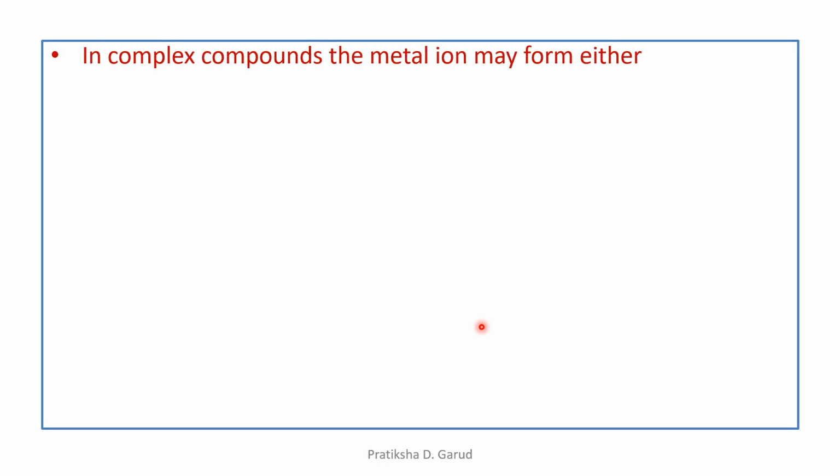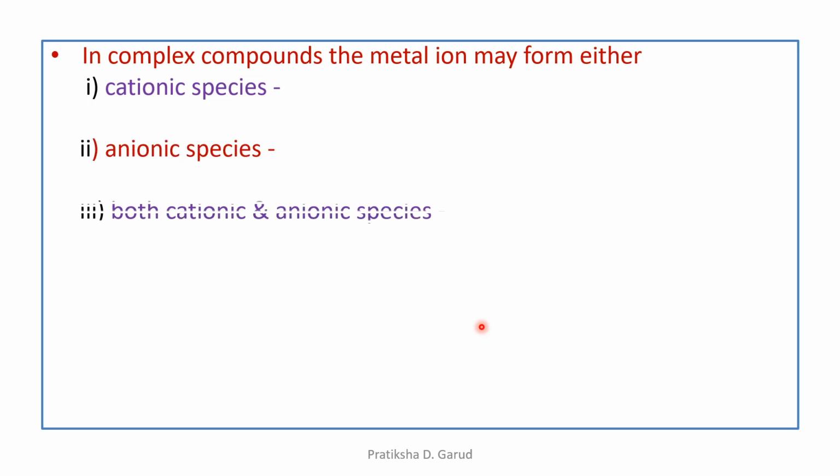Now in case of these coordination compounds or the complex compounds, the metal ion may form either a cationic species or anionic species, both cationic and anionic species, and the fourth one is a neutral species. So there are 4 species which are formed by the complex compounds.